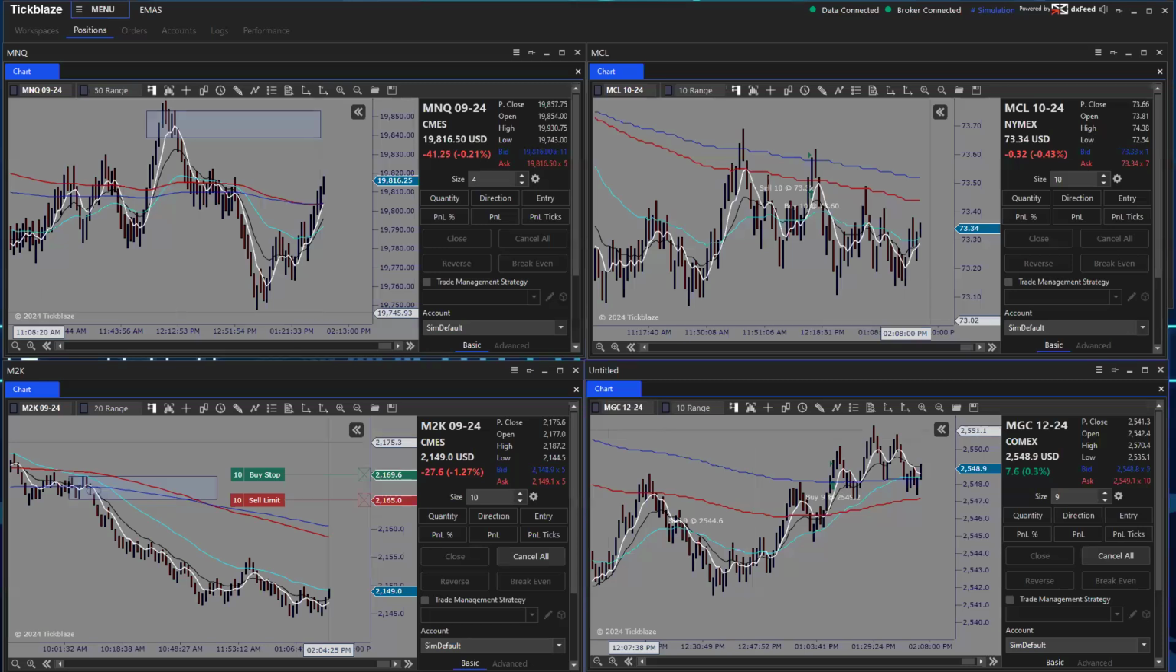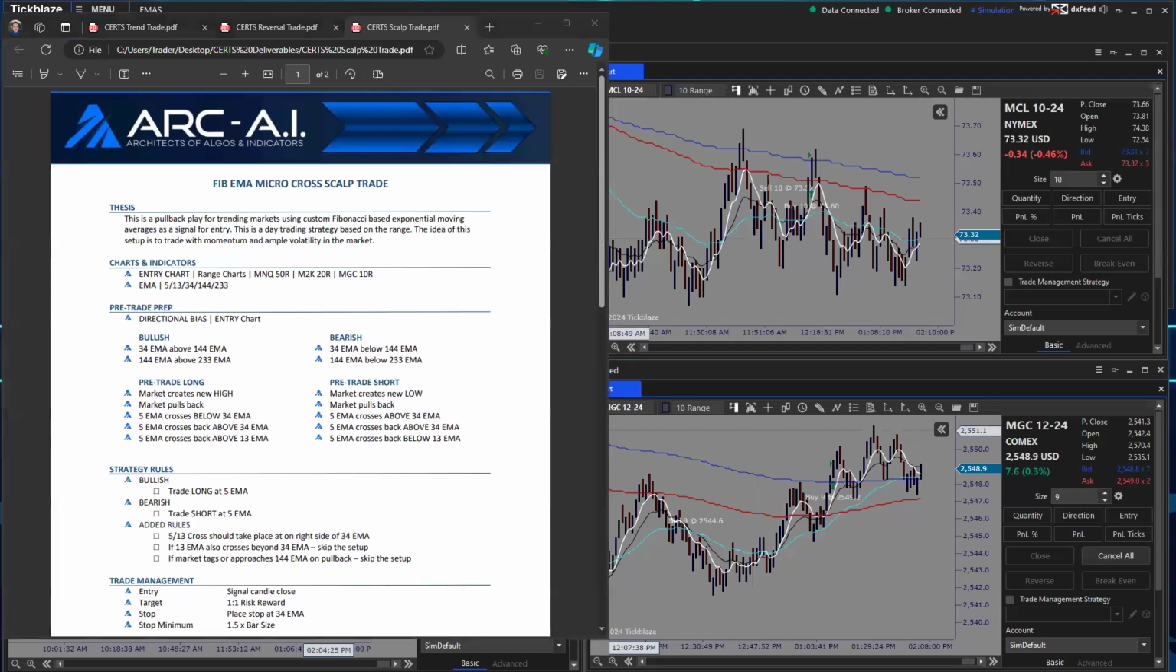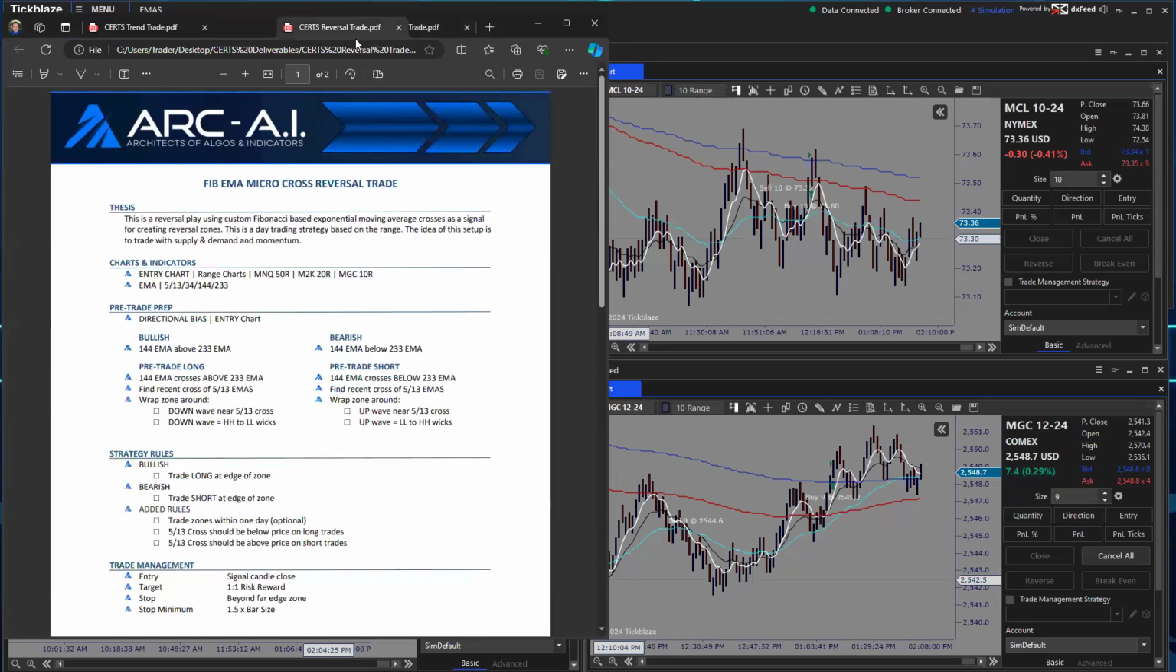Great. So let's go ahead and pull up the cheat sheets here and take a look at what we've got going on. So let's start with the reversal trade. I think that one is the most unique, maybe.